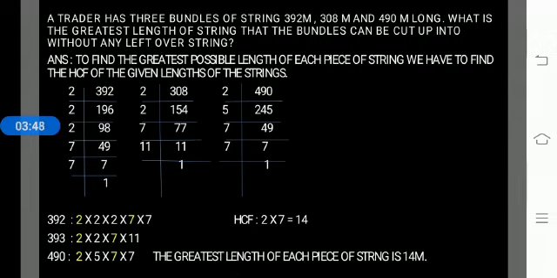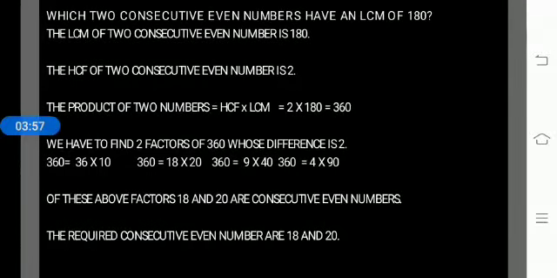The next sum. Which two consecutive even numbers have an LCM of 180? The LCM of two consecutive even numbers is 180 and the HCF of two consecutive even numbers is 2. The product of the two numbers is equal to the product of HCF and LCM. That is 2 into 180 is equal to 360. We have to find two factors of 360 whose difference is 2.